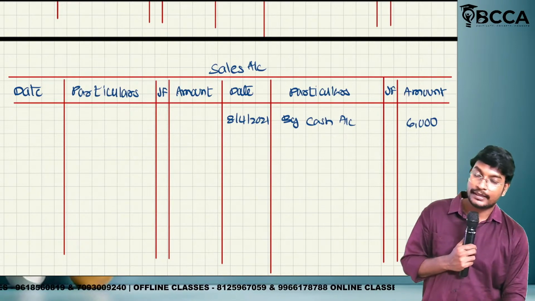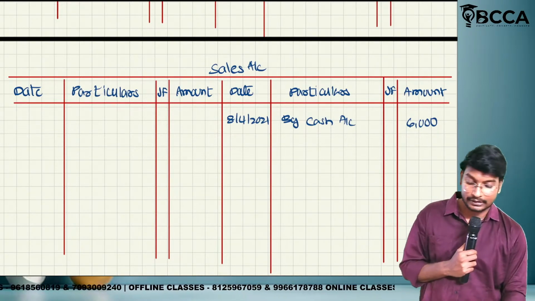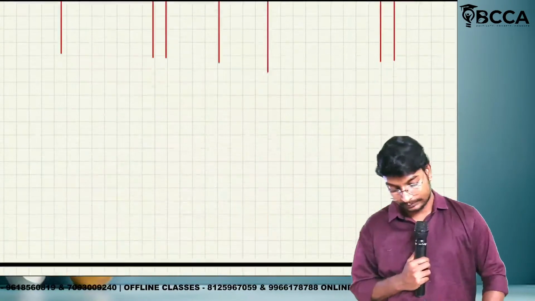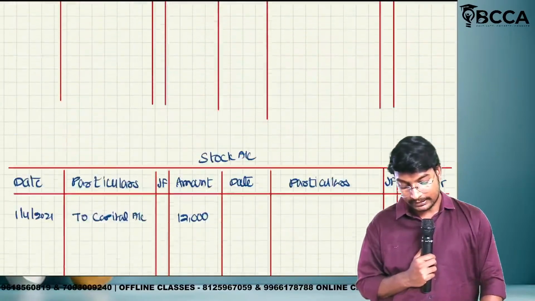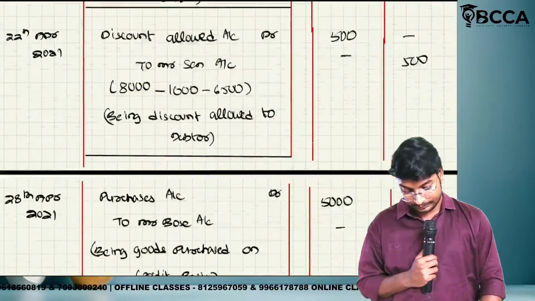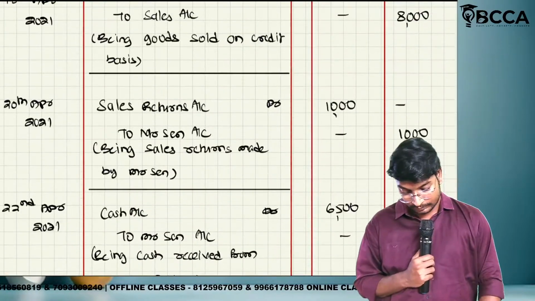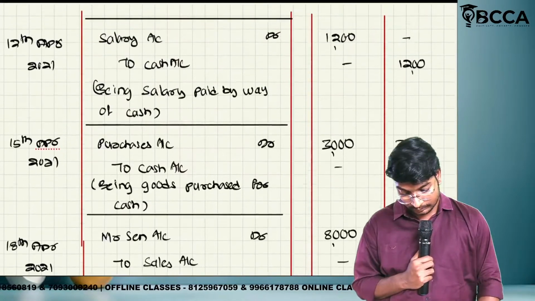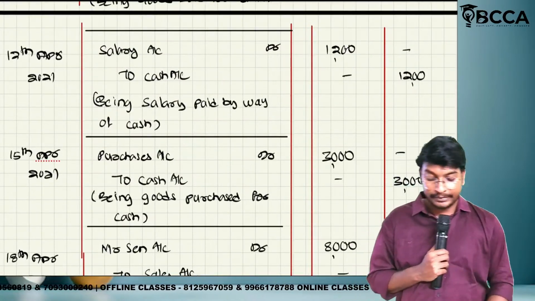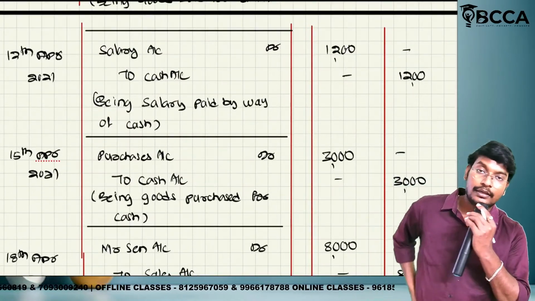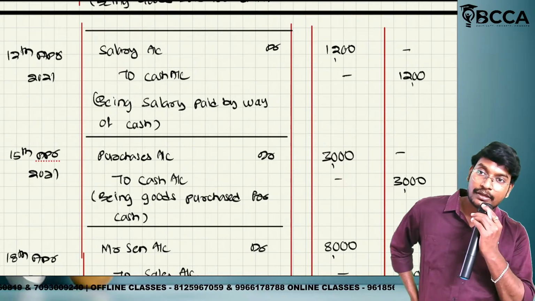So we have passed 4 journal entries. 5? 4, I think so. Next, what is the journal entry? Next one. Salary account debit to cash account. Okay? We have opened the salary account.